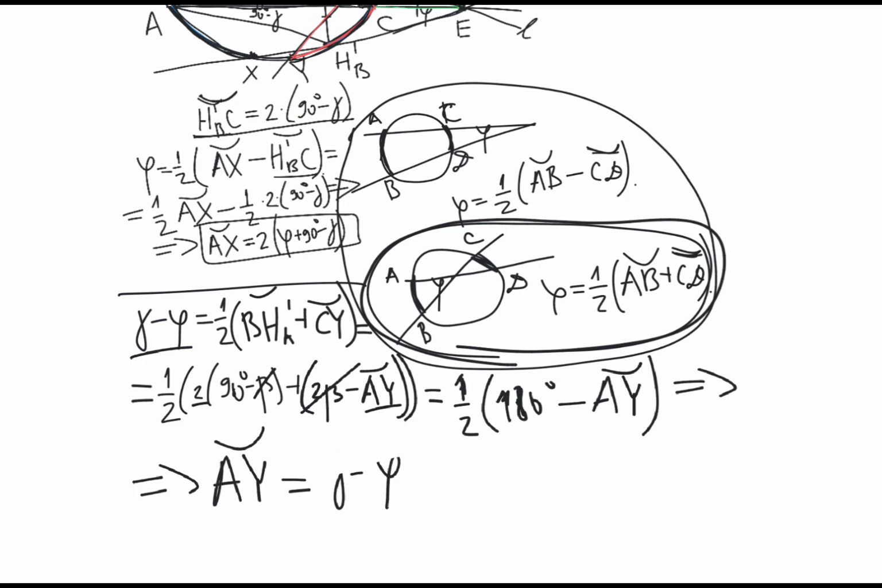No, not gamma minus phi. Okay, if we multiply by 2, then move AY to the left side and everything to the right side, then it would be 180 degrees minus 2 of gamma minus phi. Yeah, that's what it is.